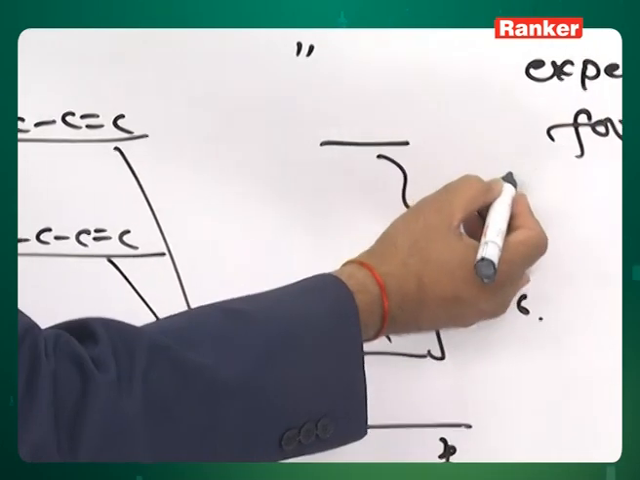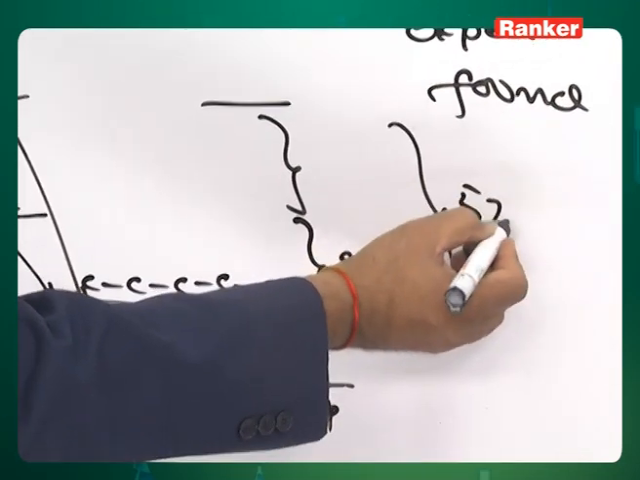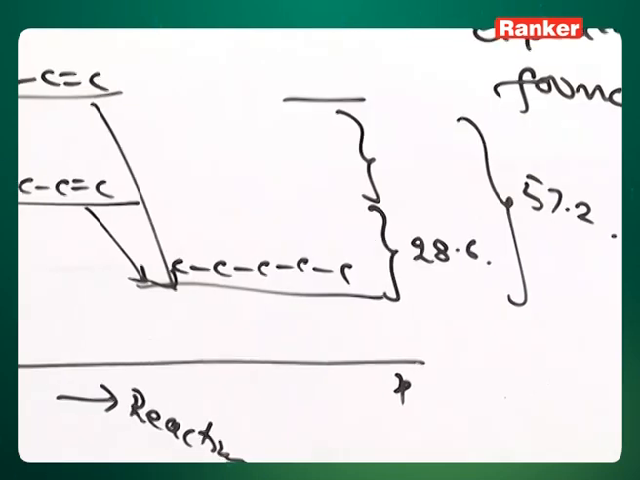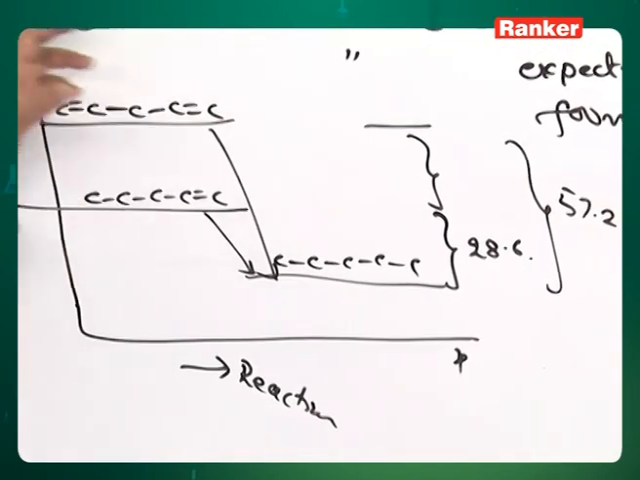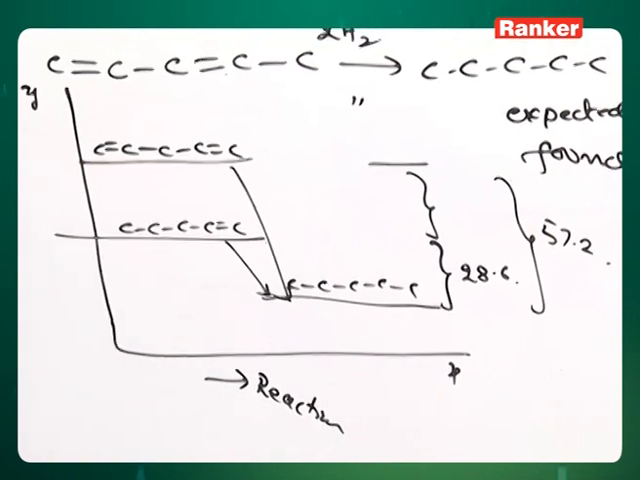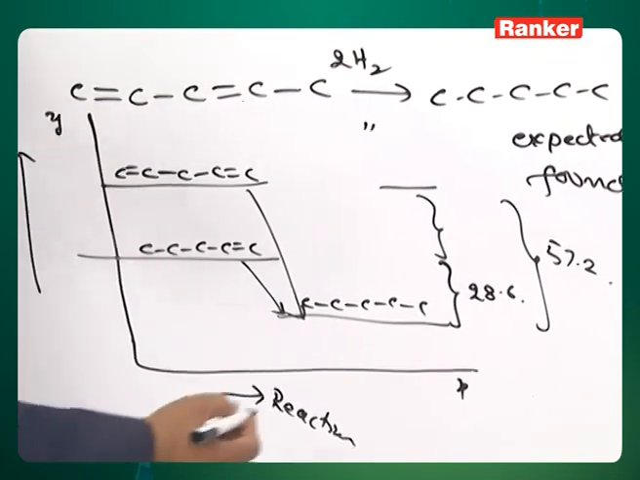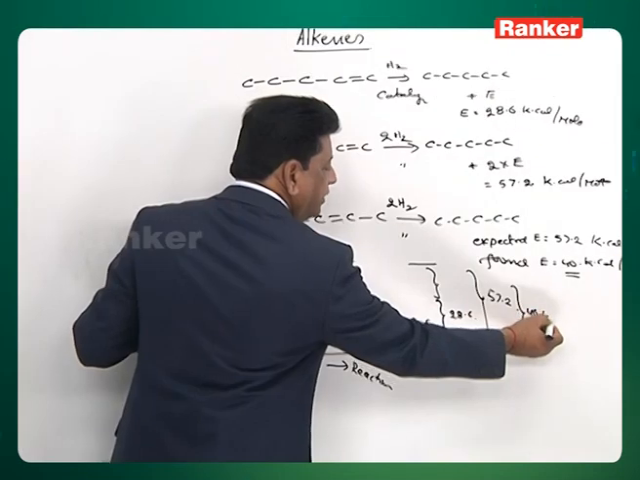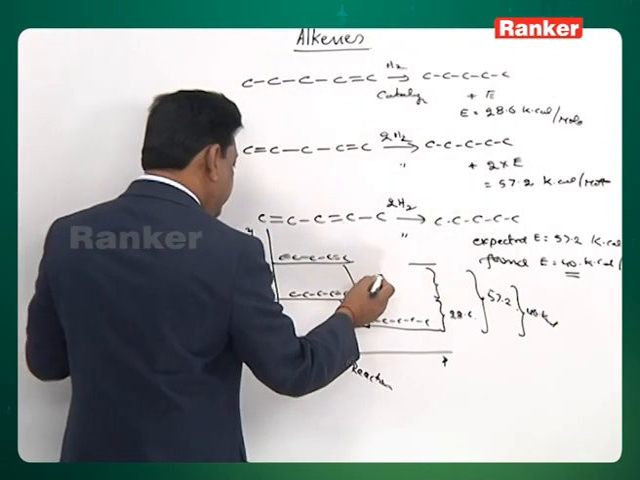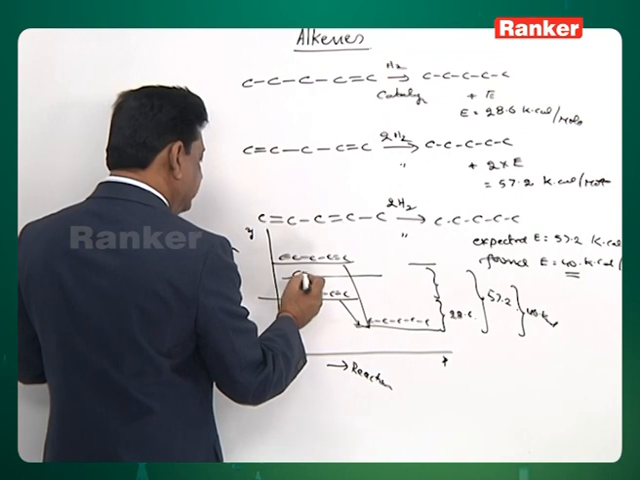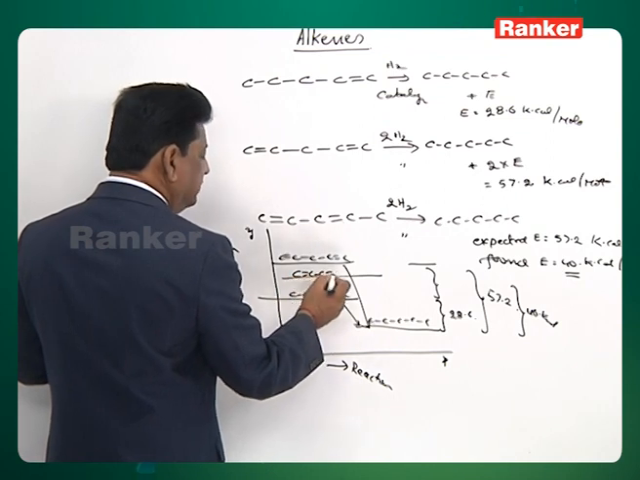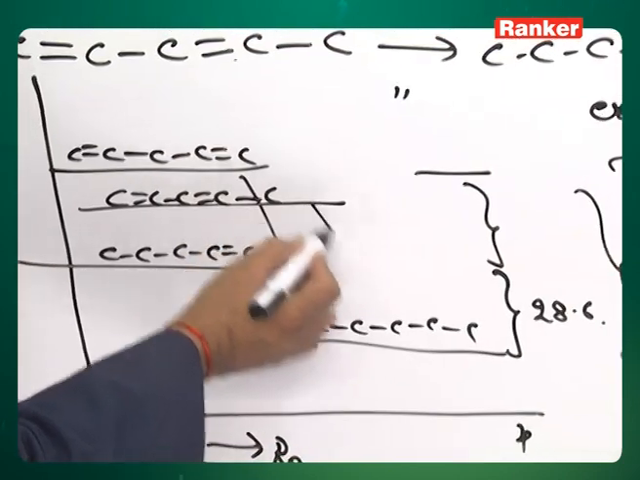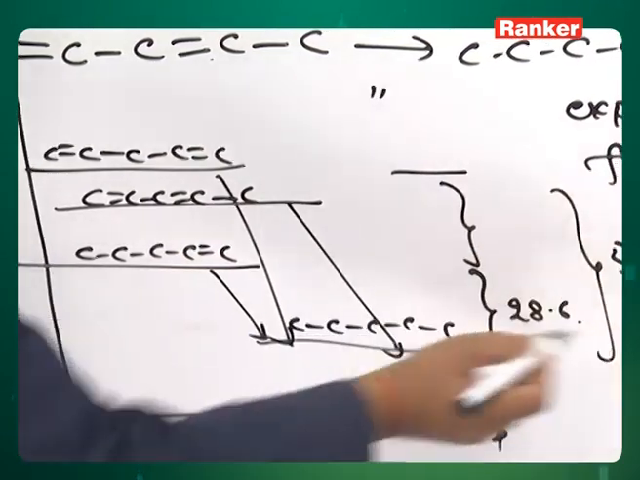Exactly double is 57.2 kilocalories, right. But this compound, because it has some resonance, is not giving the 57, but only 40 kilocalories. That means its potential energy will be somewhere here. A conjugated system will have the potential energy like this, and from here it is giving this one. So, therefore, only 40 is coming.